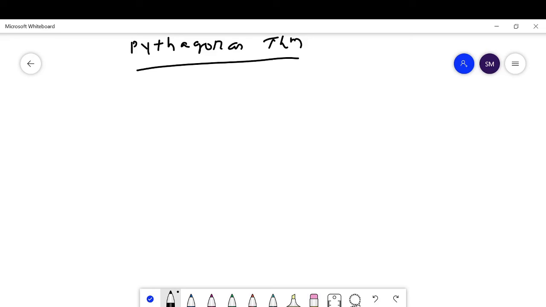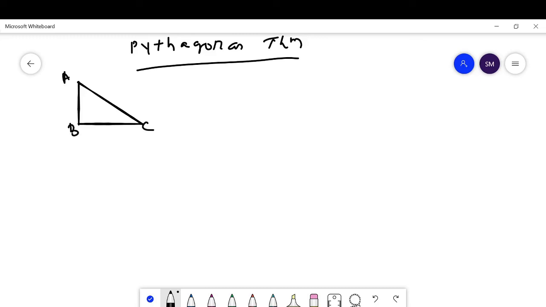Then next, the third property is the triangle inequality property. The triangle inequality property says the sum of two sides of a triangle is always greater than the third side. Then next is the Pythagoras theorem. The Pythagoras theorem is applicable for a right angle triangle.